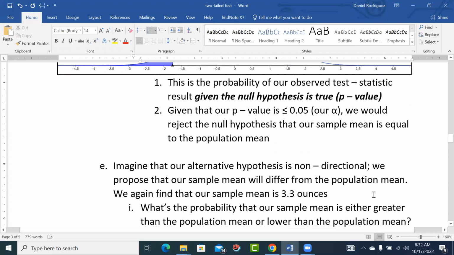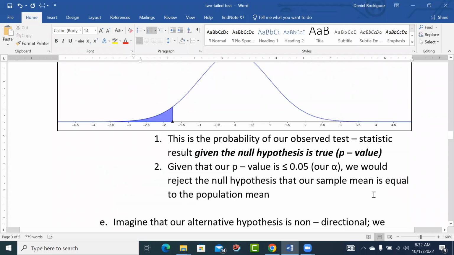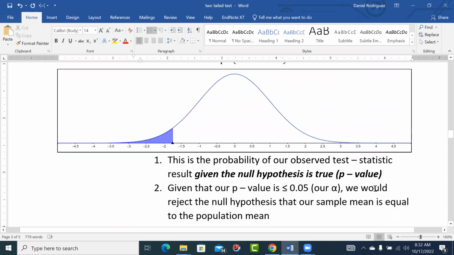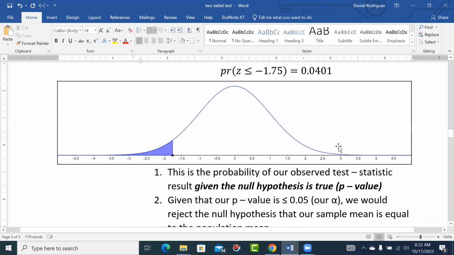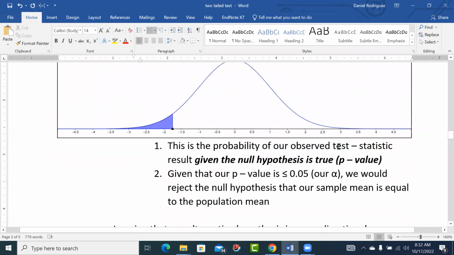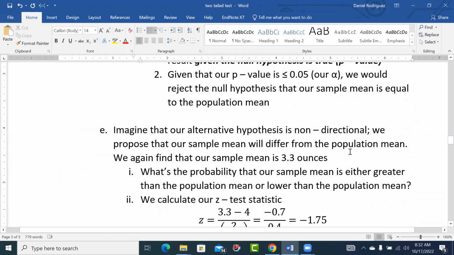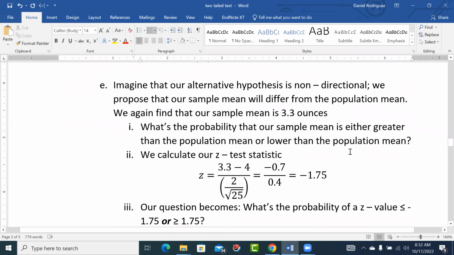Doesn't matter. For a one-tailed test, whether it's left or right, alpha remains the same. In this case, the probabilities were the same because their z-values were basically the same, except one was negative and one was positive. Imagine that our alternative hypothesis is now non-directional. We propose that our sample mean will differ from the population mean.